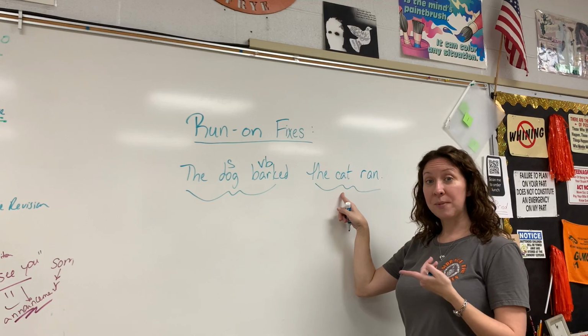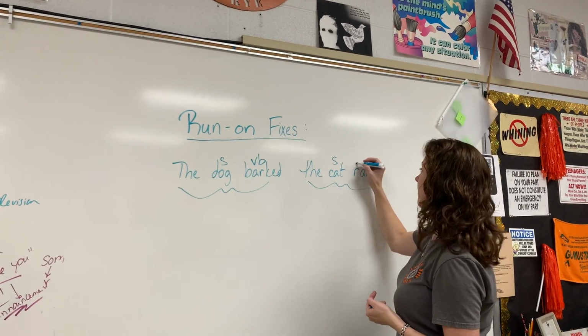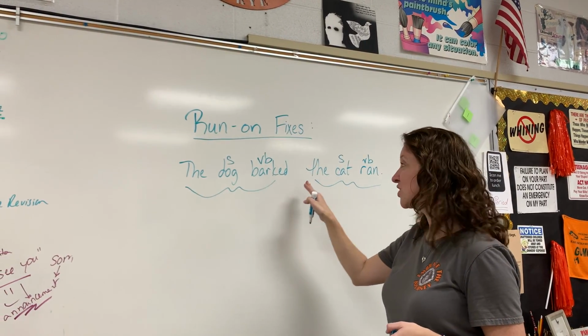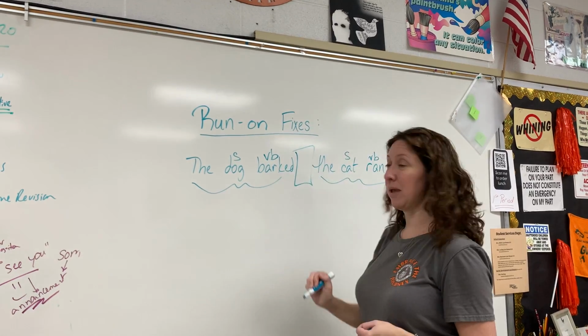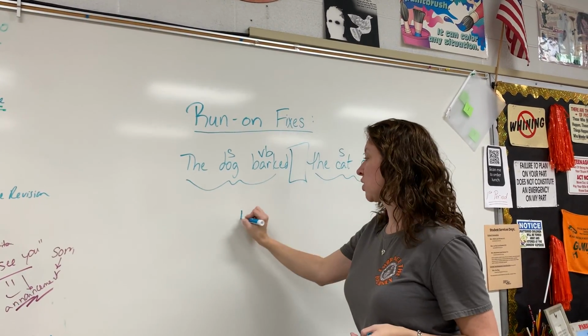Who's that about? It's about the cat. That's your subject. What does the cat do? The cat ran. This is your verb. We have two separate ideas. We must have something in the middle. So here are the things that you can put in between your sentences that will fix a run-on.